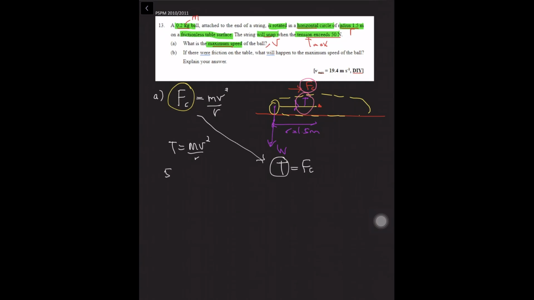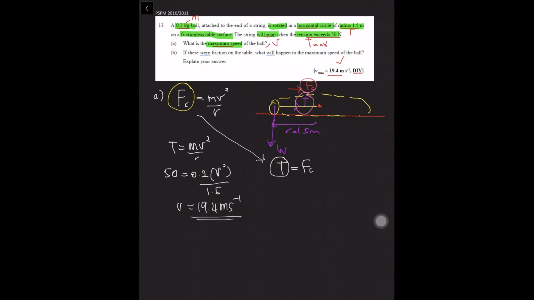Tension is equal to 50. Mass is equal to 0.2 kilogram. V squared is the quantity that we are going to find, and our radius is 1.5 meters. By calculating, the value of v we will get 19.4 meter per second. Okay, so we got the correct value.